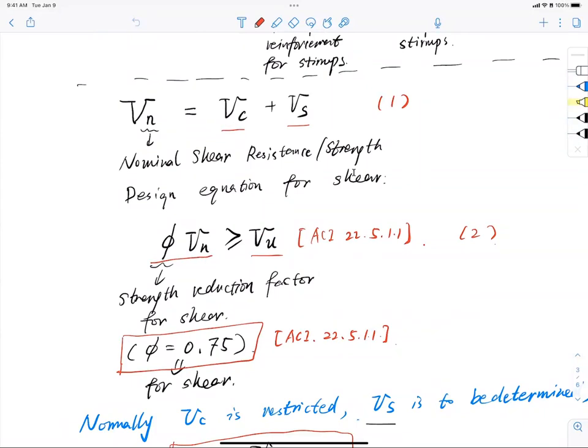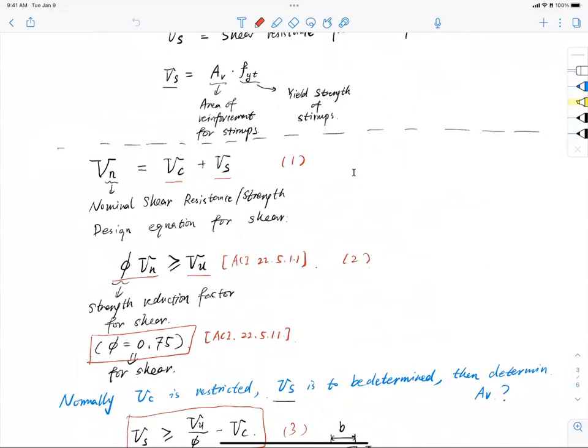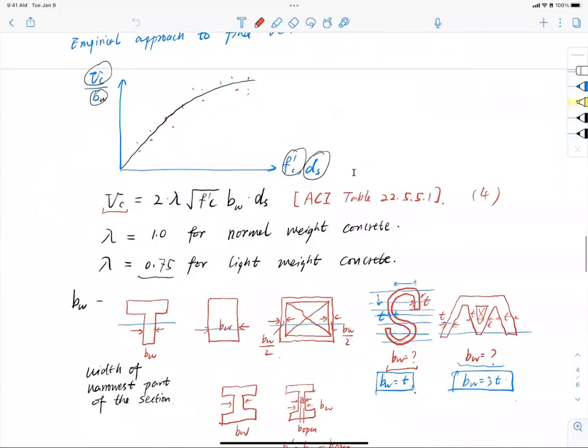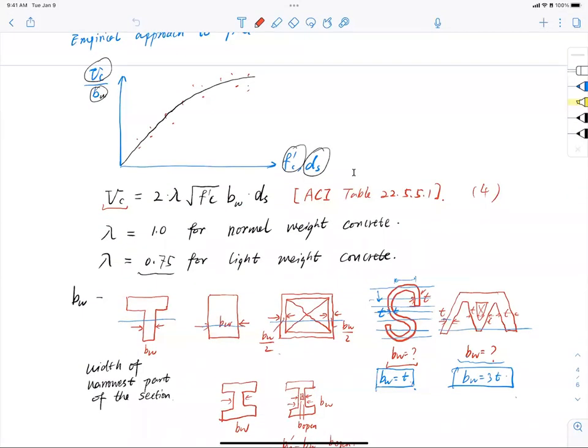For the concrete contribution VC, how do we calculate that? We use an empirical equation, and this is the equation right here. By the way, empirical equation means that you get the equation by fitting; it's an experimental, data-fitting process. So the equation is VC, the shear resistance in concrete, equal to 2 lambda, where lambda is a lightweight indicator. For lightweight concrete, 0.75. For normal weight concrete, 1.0.